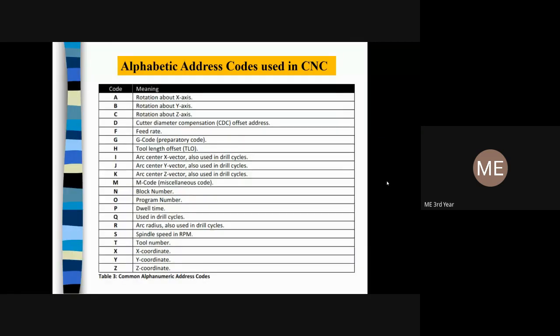Now, this is the alphabet. All the alphabets have some meaning in CNC. If we consider A, B, C, D, F, G, maximum all the alphabets have some meaning in CNC, but they are not always used. You have to remember only a few of them. Sometimes it is important.